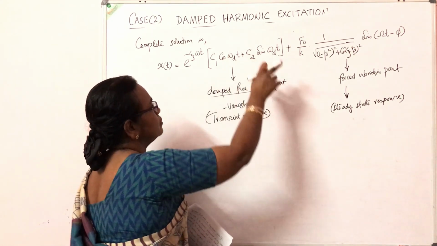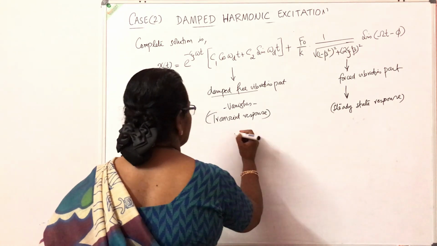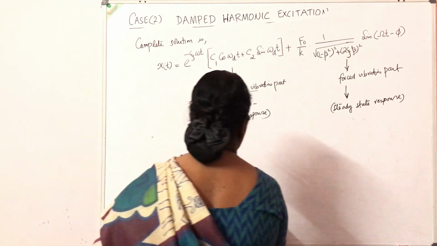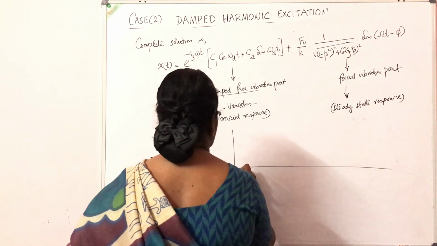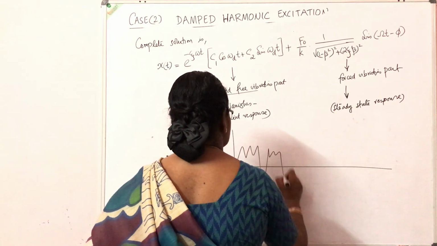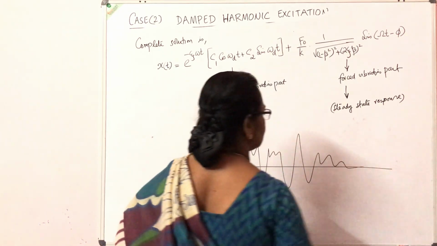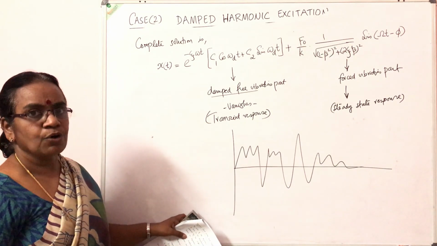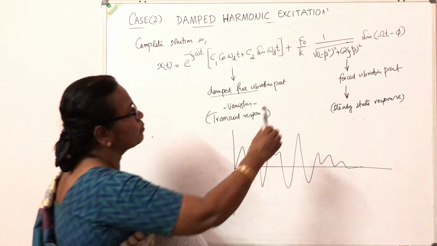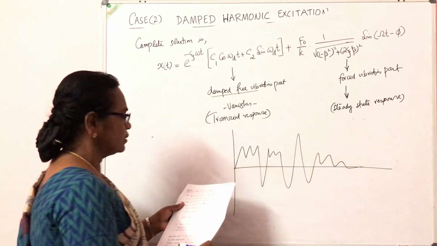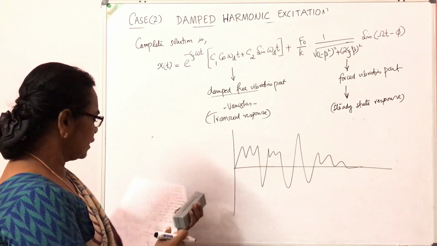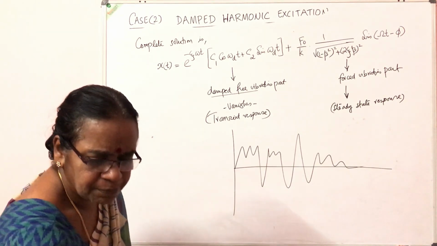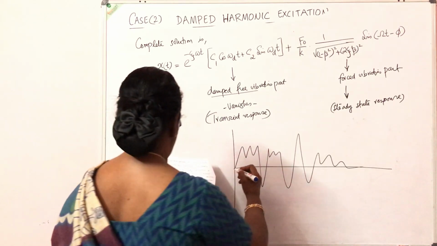So if you plot this total response of a damped vibration system, it will be something like this. It will be totally non-harmonic. But this portion, the steady state part, will continue. So that steady state part, I will mark it here.